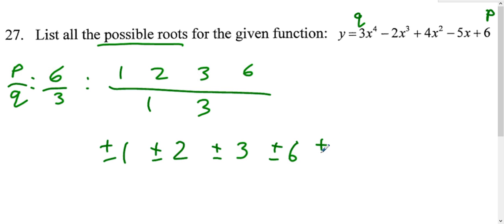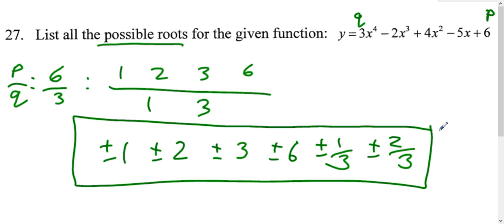1 over 3, 2 over 3, 3 over 3, but that's just 1, and we already wrote that. And then 6 over 3, which is 2, and we already wrote that. So there's all the possibilities. Plus or minus 1, 2, 3, 6, 1/3, and 2/3.